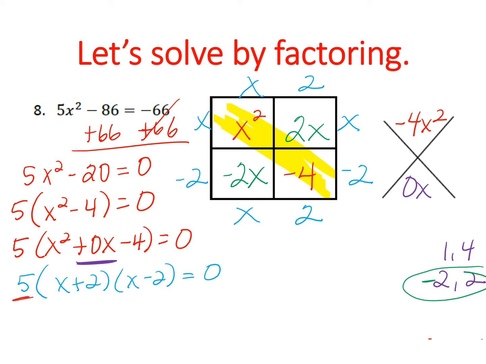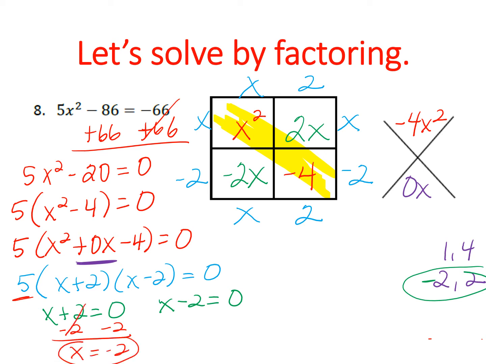Again, do not be distracted by the 5 out front. We are solving for x, so we only need to worry about the 2 factors that contain x. x plus 2 equals 0, x minus 2 equals 0. Again, if you tried to set the 5 equal to 0, we know 5 does not equal 0. So then to solve, we can subtract 2 from both sides and we get x equals -2 as one of our answers. And for the other one, if we add 2 to both sides, we get x equals +2. So still coming up with 2 answers, but solving by factoring.